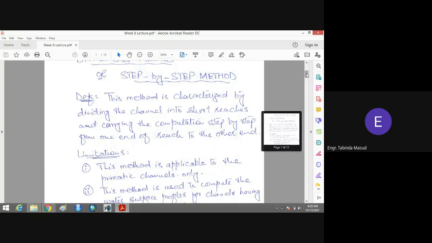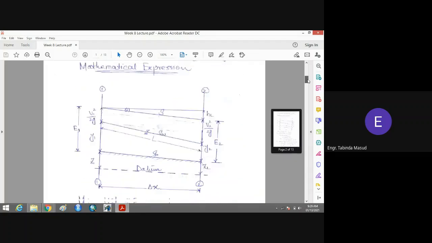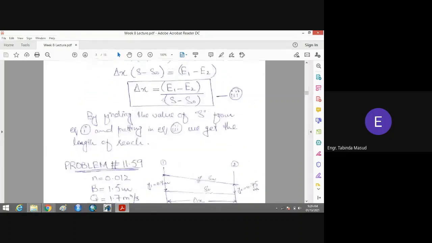Okay, so remember the final result of this equation, that is equation number 3, because we are going to discuss it in our next class, for drawing the water surface profiles.